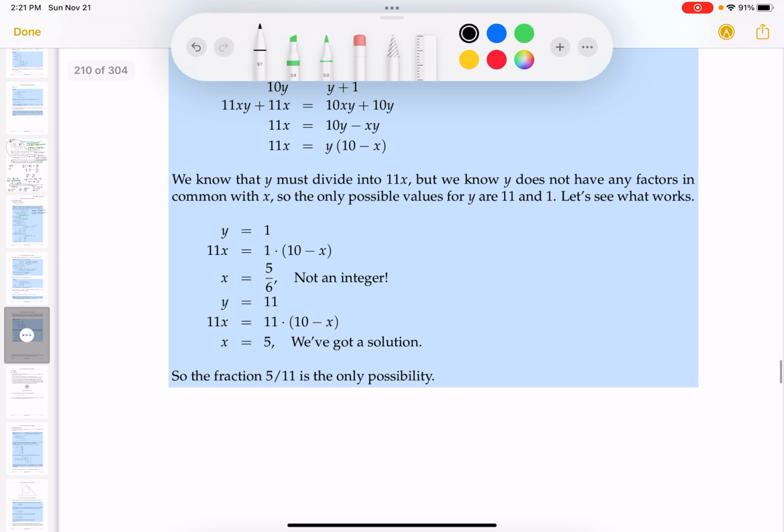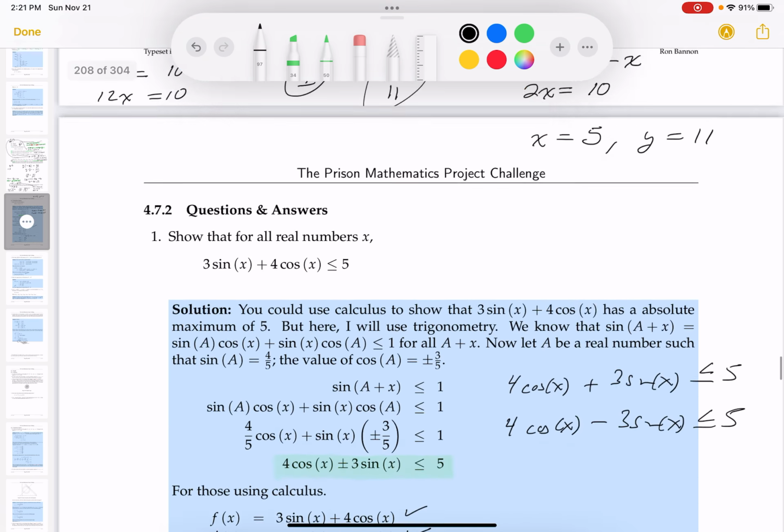And let's see if I did that. Yeah, it's only one possibility. The only possibility is 5/11, as we stated. All right, let's go back and see how we're doing.